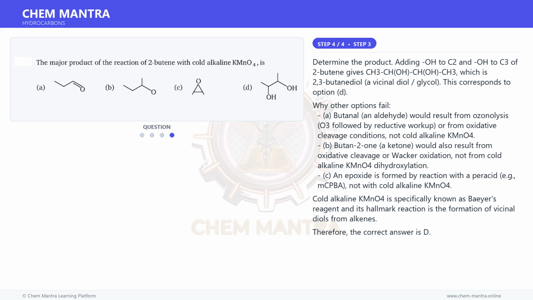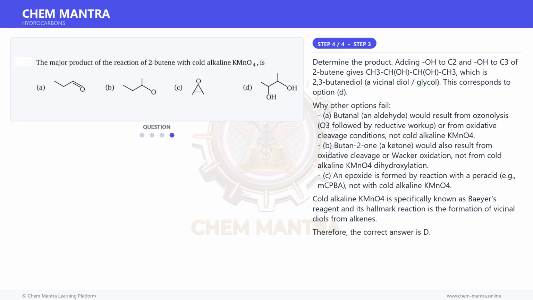And for the final step, determine the product. Adding OH to C2 and OH to C3 of 2-butene gives CH3CH(OH)CH(OH)CH3, which is 2,3-butanediol, a vicinal diol, glycol. This corresponds to option D.